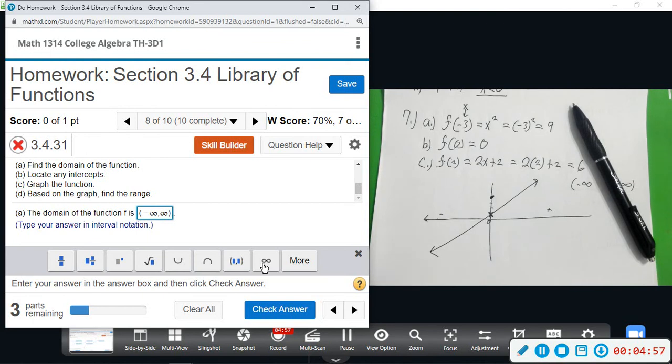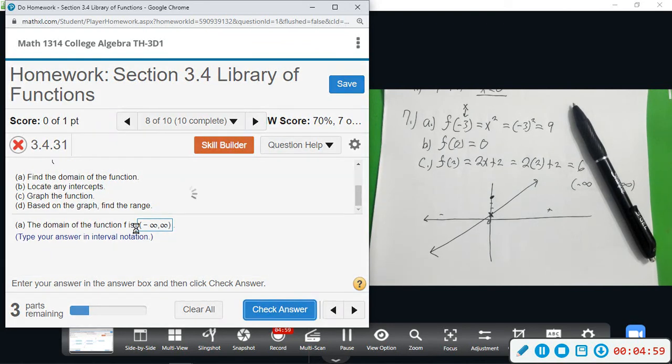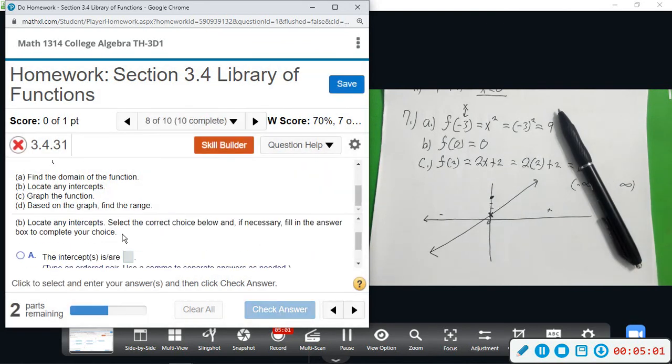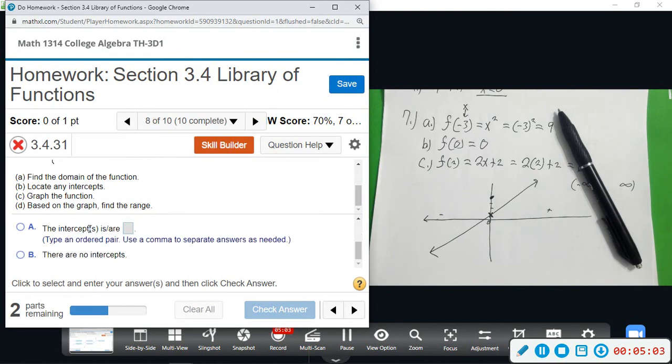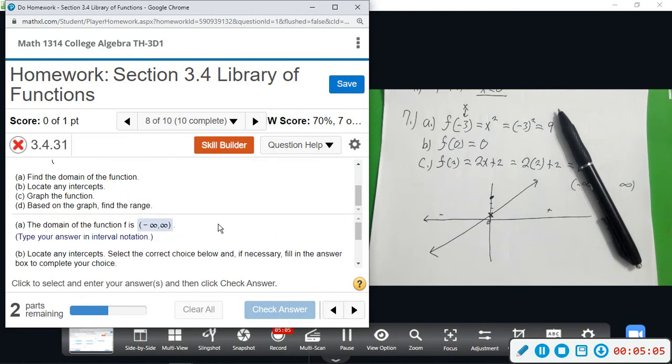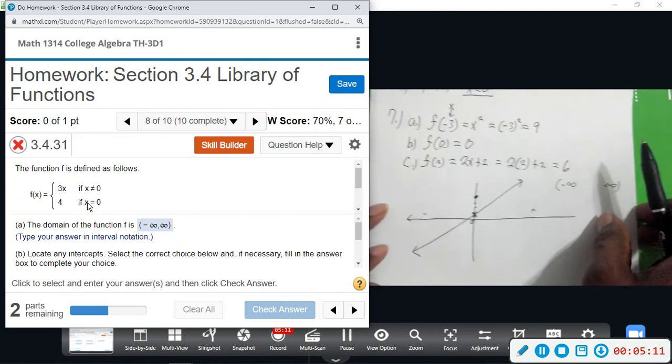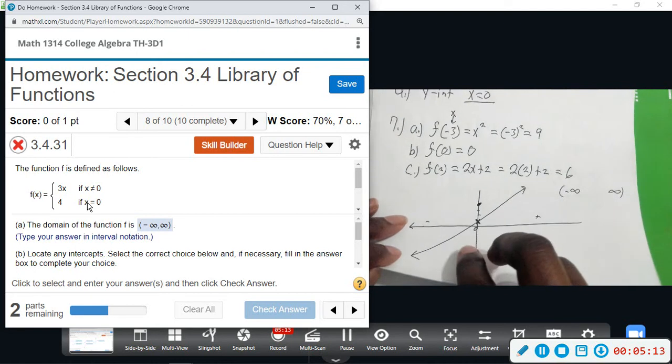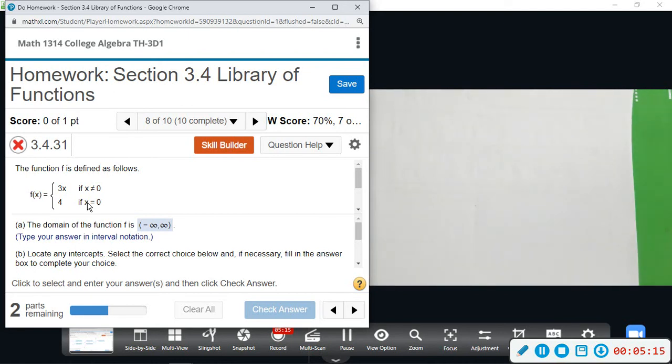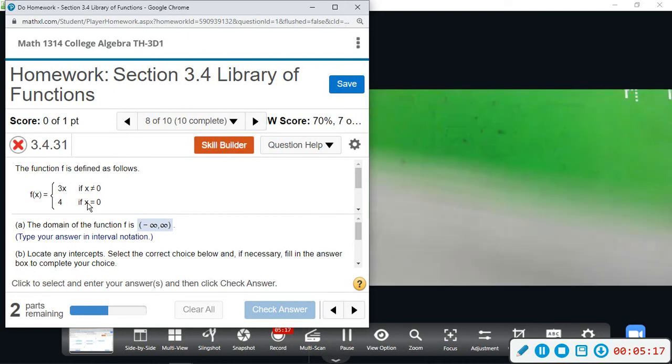So that's the first part. Now we want to locate any intercepts. Okay, so if you look at this expression, when we try to find intercepts, we got to remember x is 0 or y is 0.